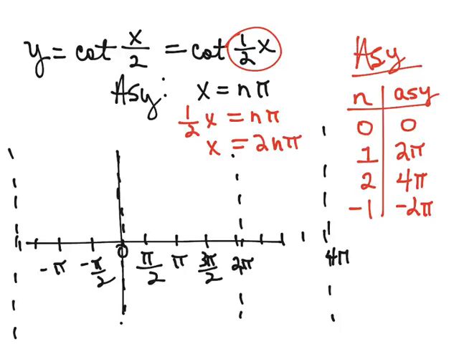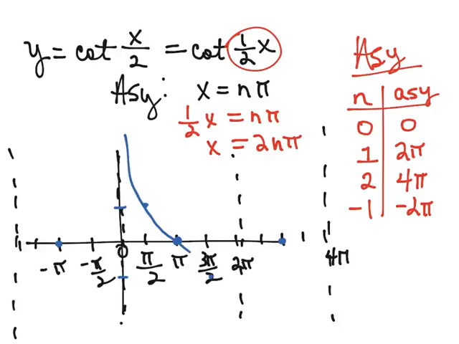So what does the cotangent graph look like? Well, the cotangent graph is an always decreasing graph, and right in between the asymptotes, the cotangent will be equal to 0. So it's going to be 0 at pi, 0 at 3 pi, and 0 at negative pi. In between the asymptote and that 0, to the left of the 0, it's going to be 1, and to the right of the 0, it's going to be negative 1.